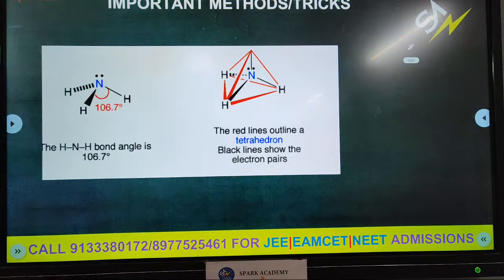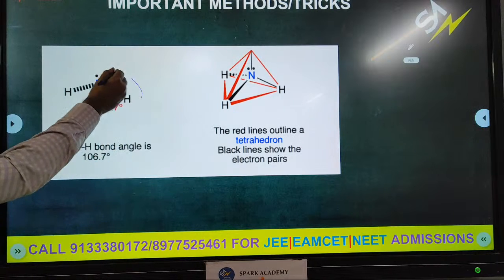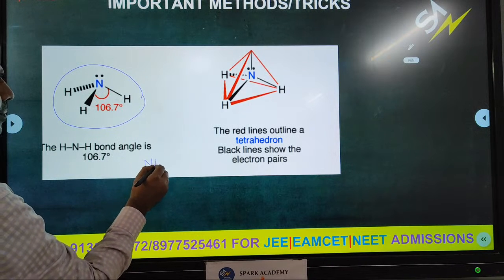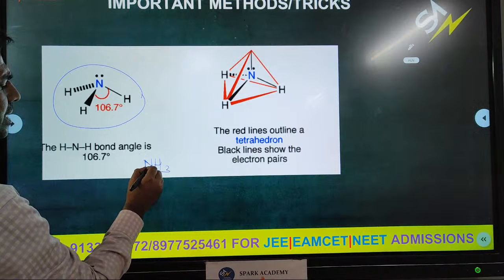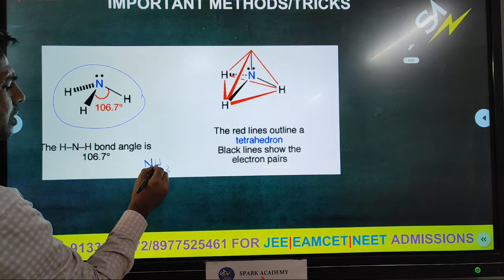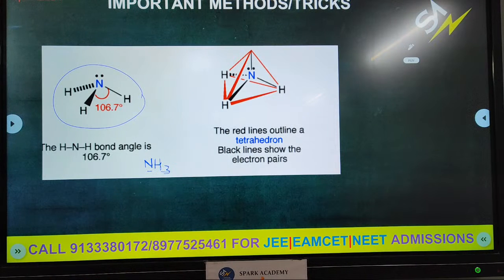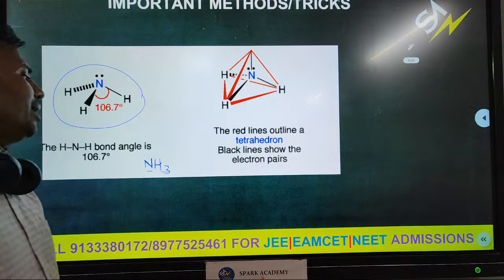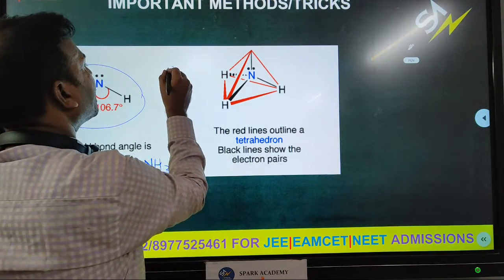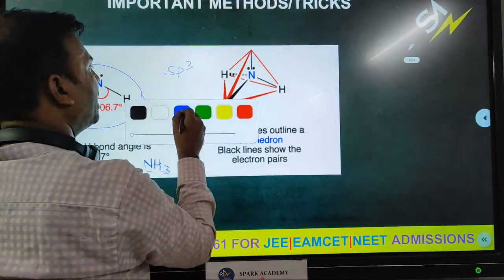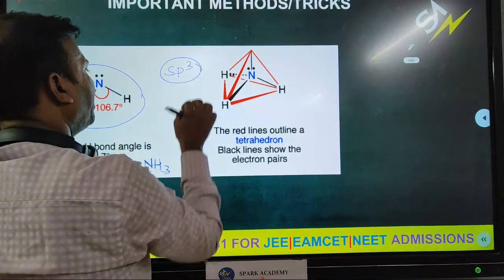now with the help of this, how can we explain the ammonia geometry? So ammonia, NH3. In ammonia the central atom is nitrogen, surrounded by hydrogen atoms. So what is the hybridization of the nitrogen in ammonia? In ammonia, the nitrogen hybridization is sp3.